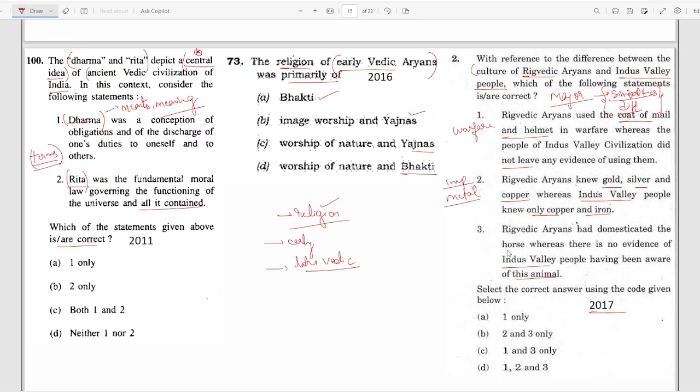Rigvedic Aryans had domesticated horses. So what did they domesticate? What kind of animals were domesticated? And whether there was domestication among Indus Valley people also. Animals that they were using. And how do they come to know whether animals or horses were used? By the evidences, archaeological remains. From the remains, they can find out whether the horse was domesticated or not. I hope this is clear.